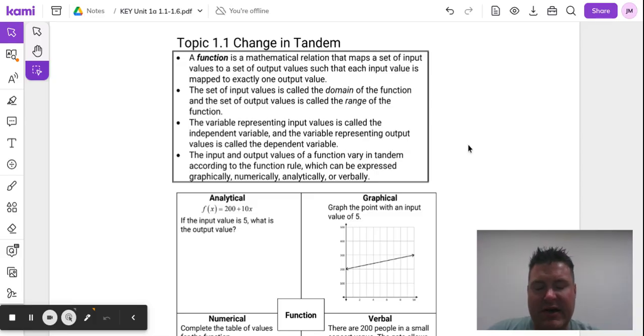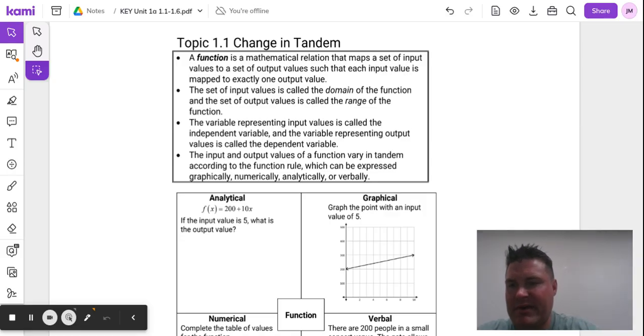Okay, so we're going to talk about changes with functions and different types of functions, whether they're analytical, graphical, numerical, verbal. We'll do tables another day. A function is a mathematical relation that maps a set of input values to a set of output values.